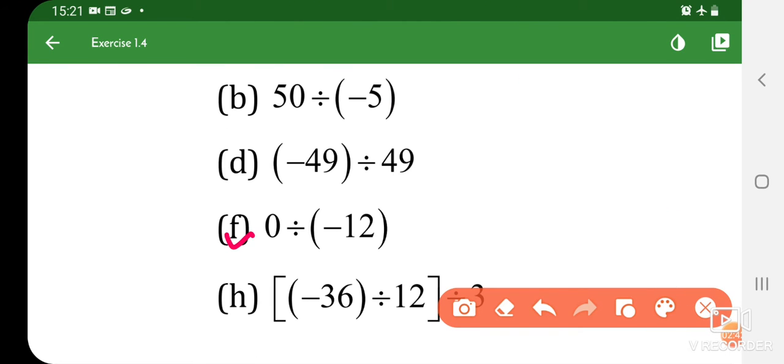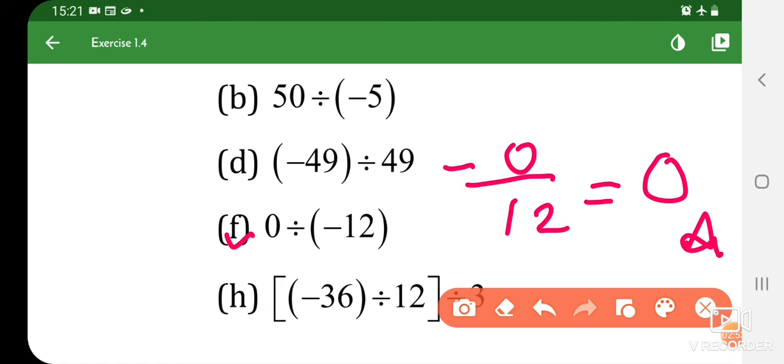Now question number 8, 0 divided by 12. When we divide 0 by any number, we get the answer 0. So the answer is 0.